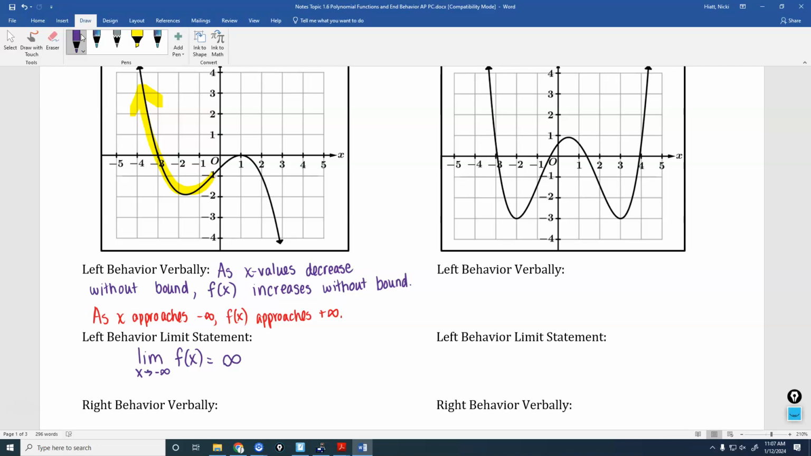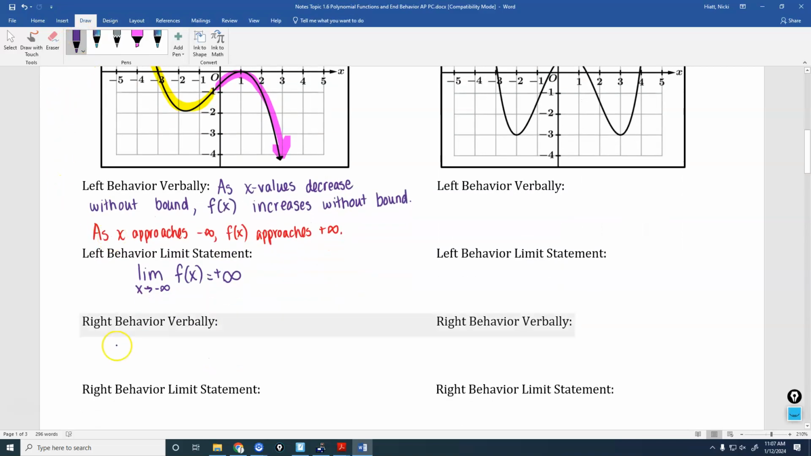If you want to put that, it's not necessary on the positives, but if you like to put it there just to make sure you're very clear about it, it's perfectly fine. Okay? All right, now, right behavior verbally. If we're looking at the right side of this graph, that means if we start somewhere in the middle as we go to the right side, as x gets bigger and bigger and bigger, what's happening to my y values there? They are going down.